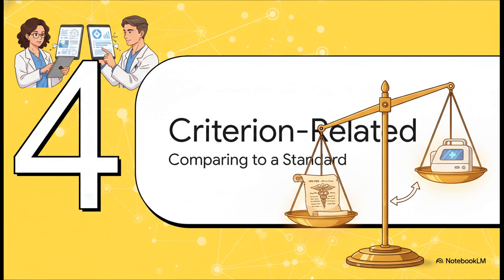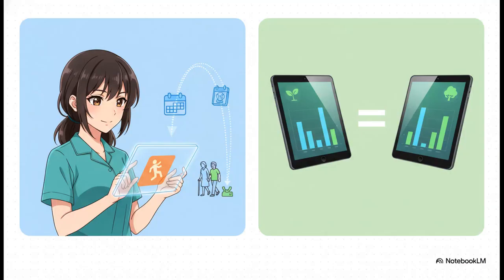All right, next up, criterion-related validity. This one is all about comparison. How well do the results from our new tool stack up against some other external, trusted benchmark, what researchers often call a gold standard? This type of validity actually breaks down into 2 main flavors.